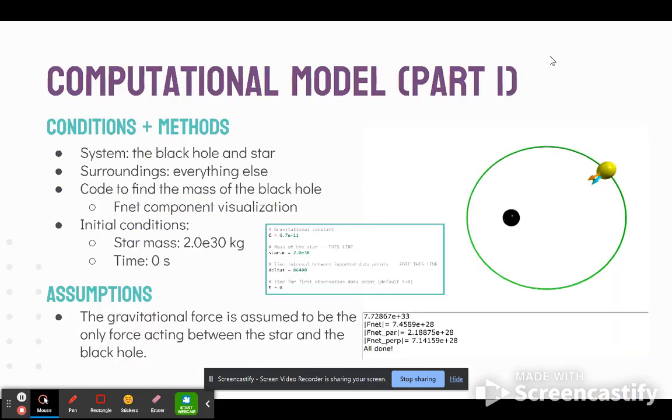So in the computational model, the system is the spaceship and the planet, while the surroundings include everything else around the system. The code used a while loop to find the mass of a black hole using initial conditions like the mass of the star. There is also code to show the increasing and decreasing force of the parallel and perpendicular components throughout the ellipse in the arrows. So the results were that Fnet was 7.46 times 10 to the 28th, and you can see the components as well.